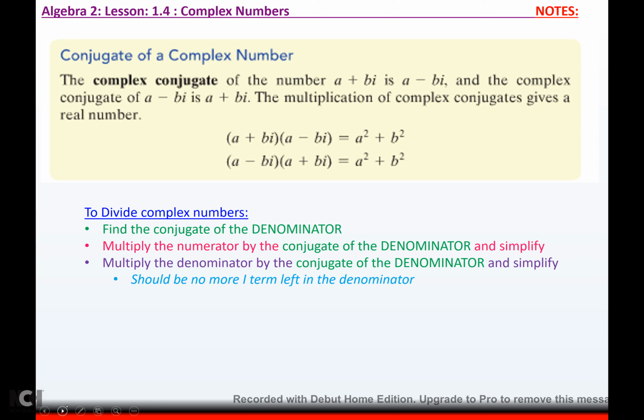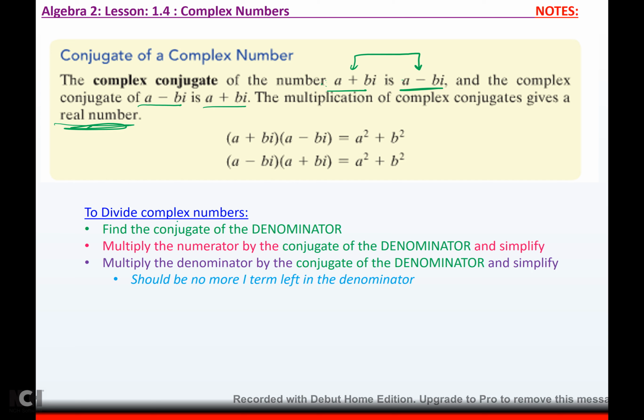Okay? Alright, so the conjugate of a complex number. I just kind of cheated and showed you ahead of time. The complex conjugate of the number a plus bi is a minus bi. Like I said, all you do is change the sign in the middle. If the first term is positive, keep it positive. If it's negative, you keep it negative. The only sign that changes is the sign in the middle. So the complex conjugate of a minus bi would be a plus bi. And the multiplication of complex conjugates gives a real number because the i terms will always cancel out, okay?